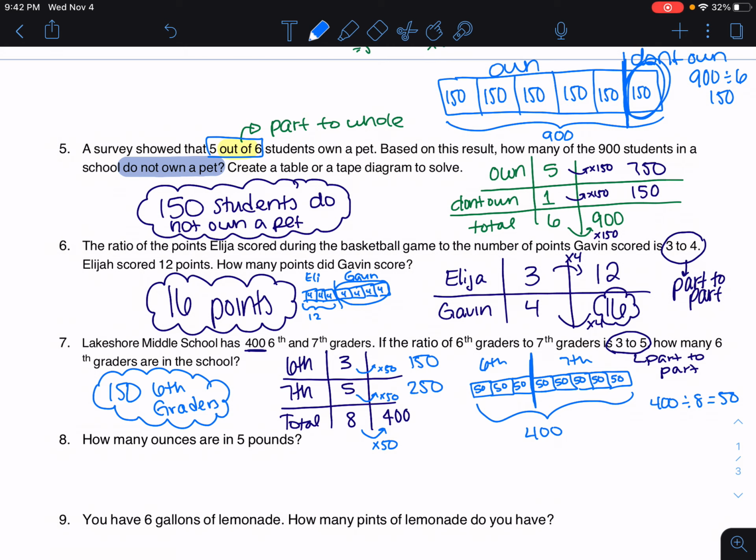And then I want to know how many 6th graders. So I'm going to add these 3 boxes together. I get the same answer in all 3 places for each problem. The tape diagram just shows it a little bit differently, and some of you guys have shown that you like the tape diagram. So there's your tape diagrams for those 3 questions.